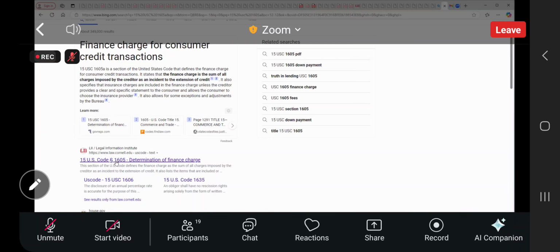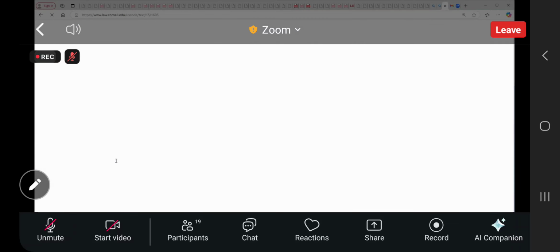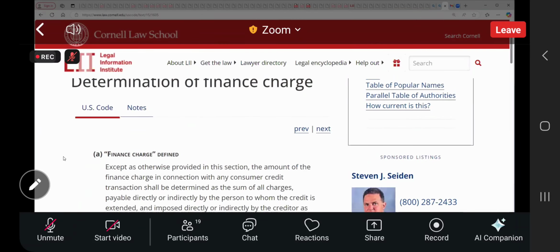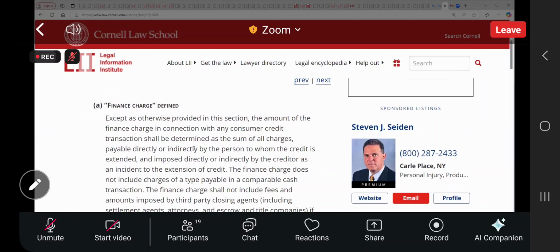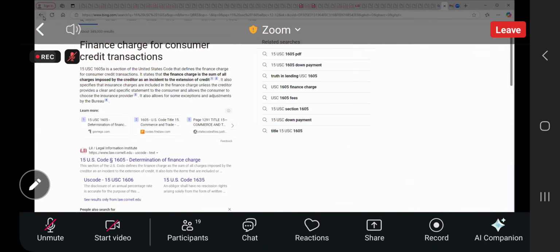I see that consumer. Okay, because look, I just explained this to you. I just showed you where it says consumer shall owe no debt, right? Now look at this. Except otherwise provided in this section, the amount of the finance charge in connection with any consumer credit transaction shall be determined as the sum of all charges. You already made a transaction with the company. You already paid them. It was paid at closing.